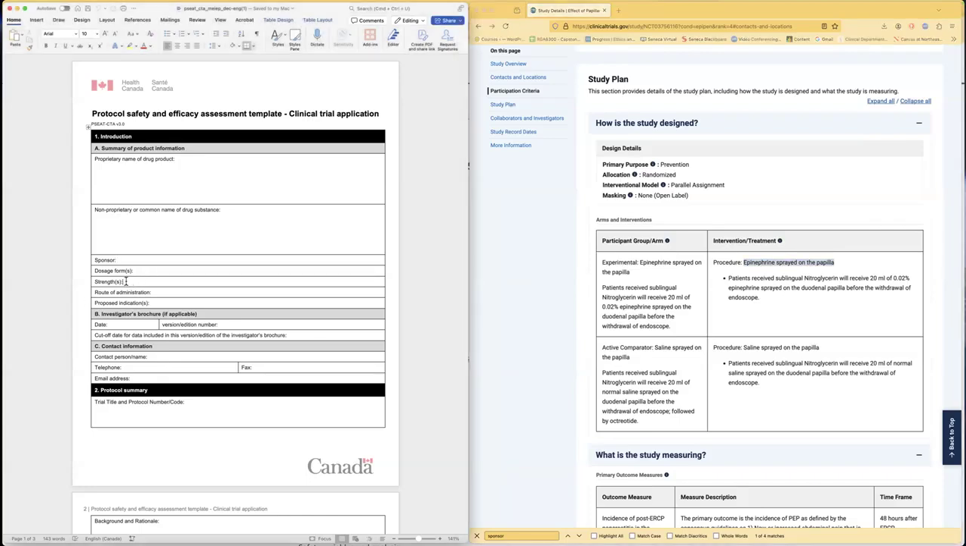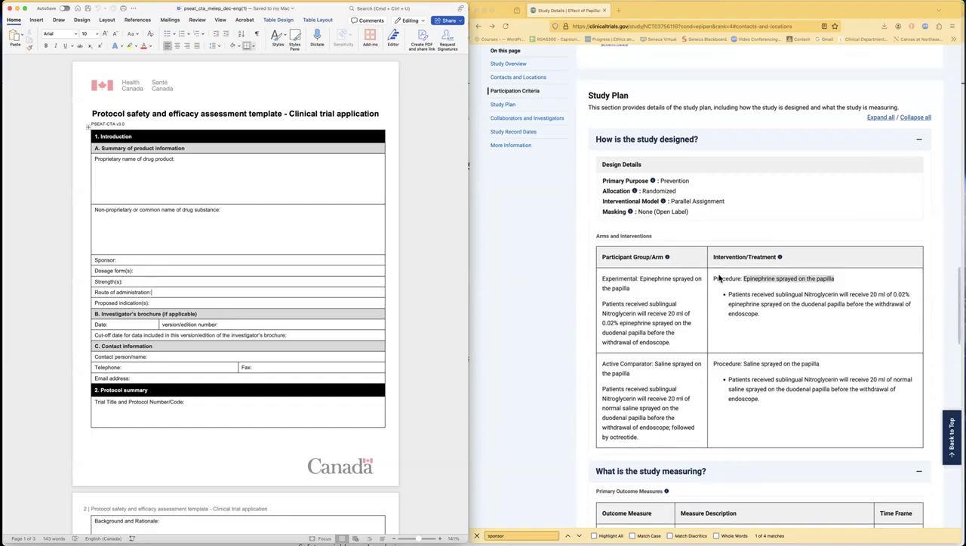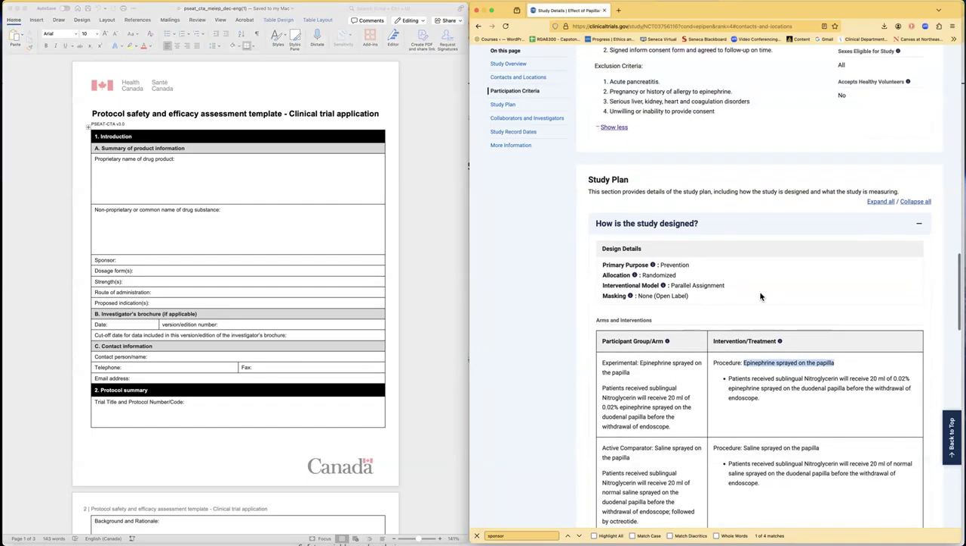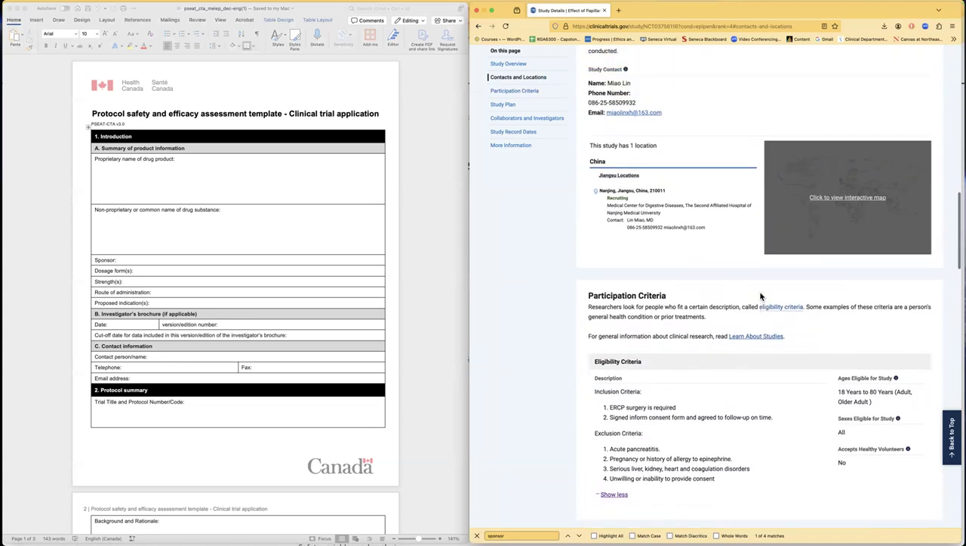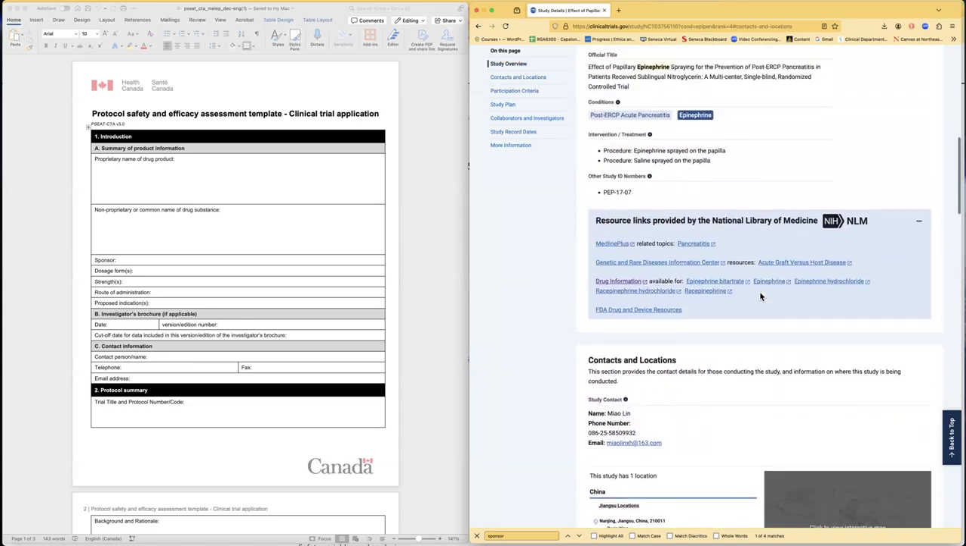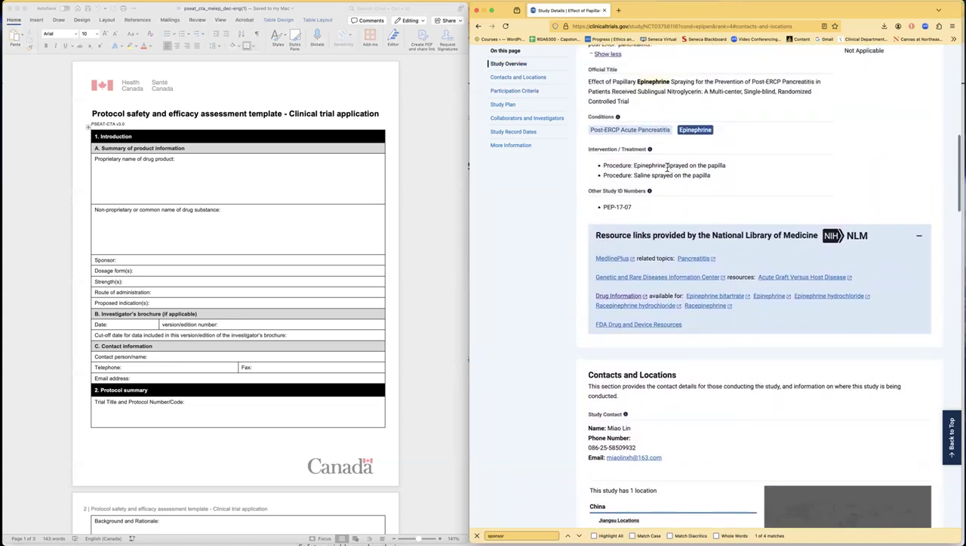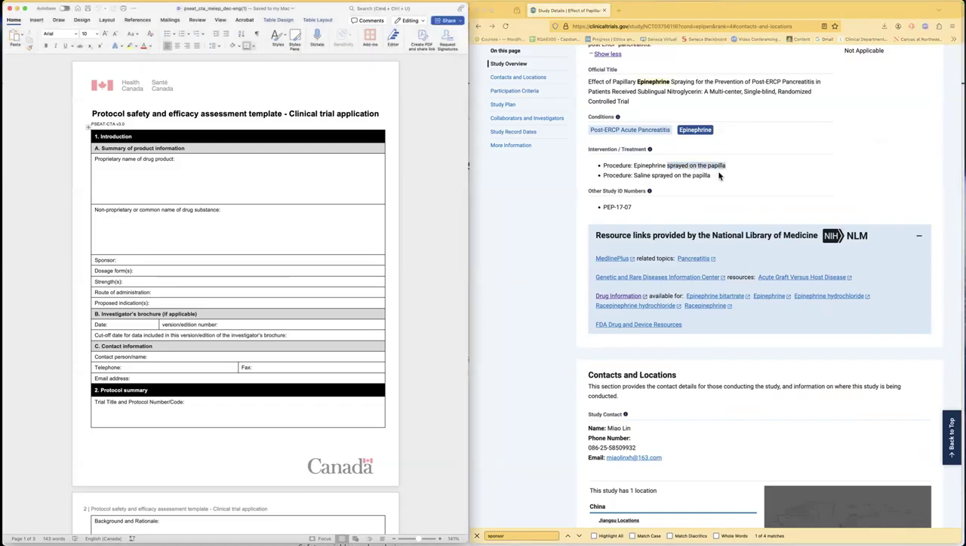Then for the strength, this is, again, the dosage form and the strength. You're going to find this out. If you don't have it, you can just leave it blank, or you can write a hypothetical strength. The route of administration here is nasal, okay? So this is a spray, and we call that sprayed on the papilla. So the route of administration is already here, and we are going to write that down here.